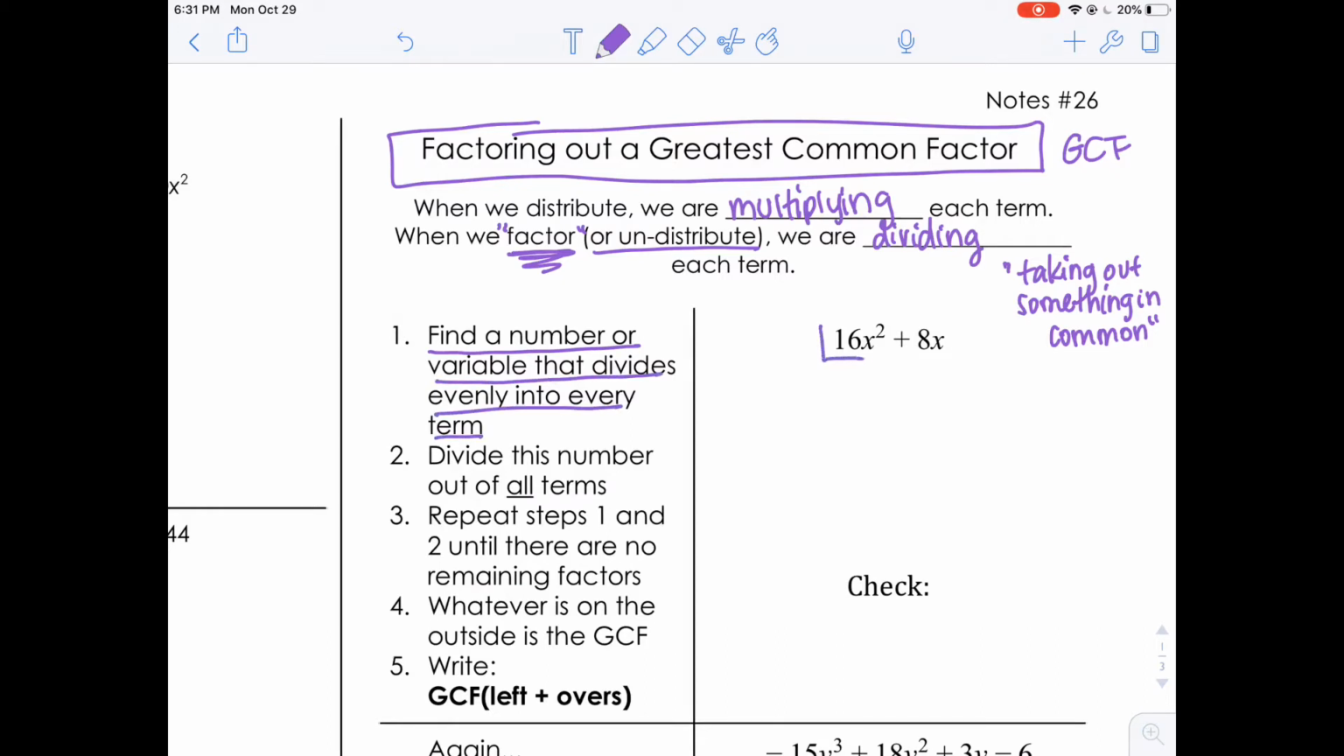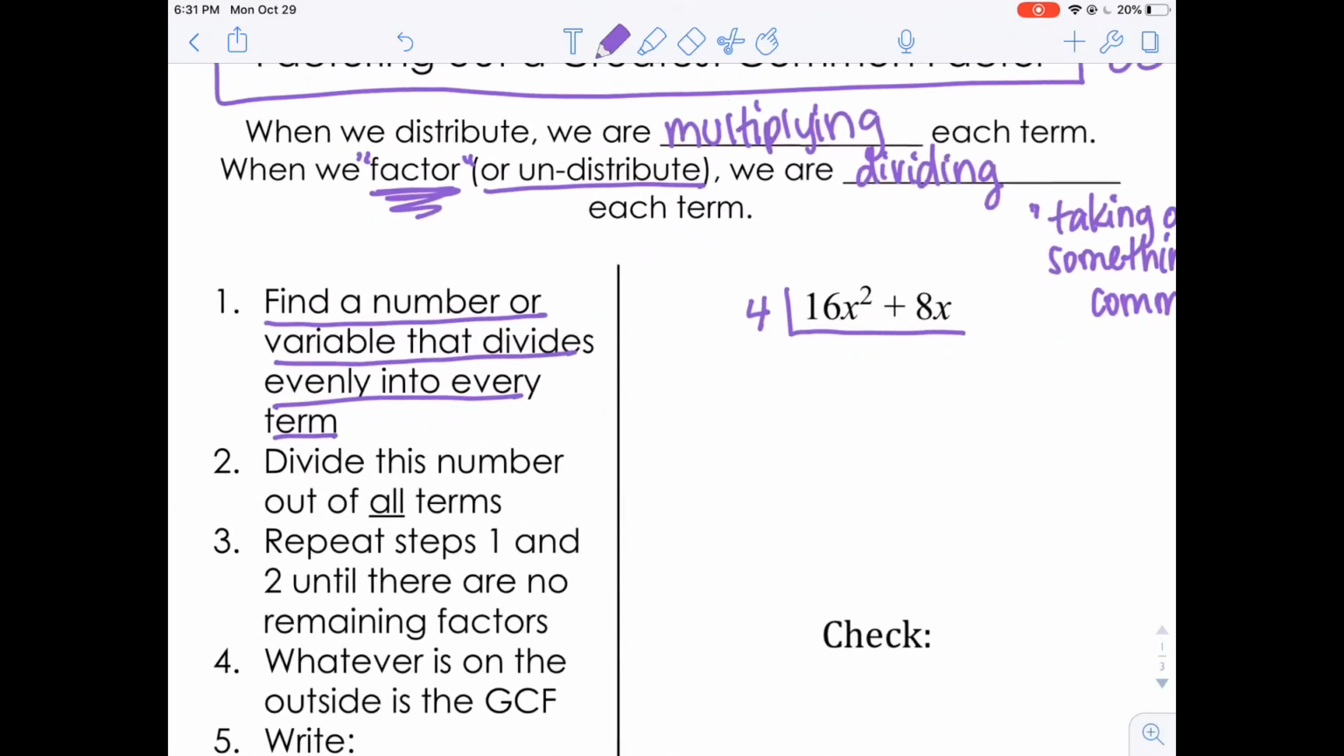So I'm going to look at these two terms, and I see that there's 16 and an 8. A number I know that goes into 16 and 8 is the number 4. So I'm going to divide the 4 out, and I would do 16 divided by 4, leaves me with 4. The x squared stays the same, plus 8 divided by 4 would be 2, and the x stays there.